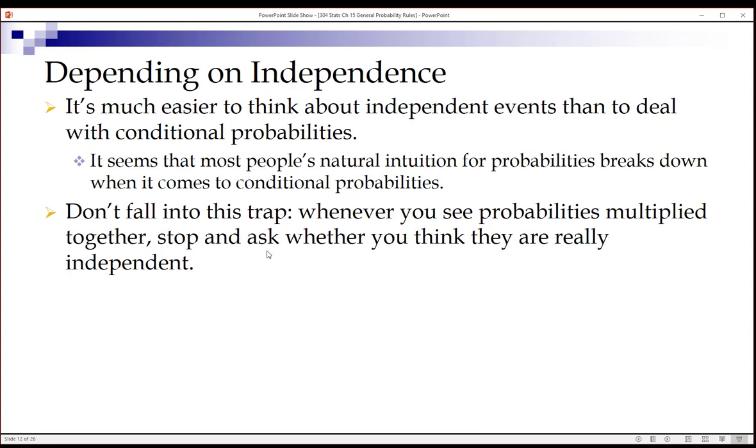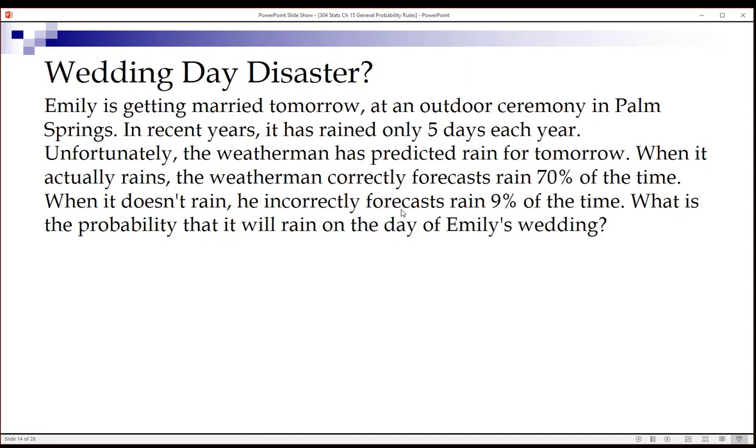It's much easier to think about independent events than to deal with conditional probabilities. It seems that most people's natural intuition for probability breaks down when it comes to conditional probabilities. So don't fall into this trap. When we see probabilities multiply, always ask yourself, are they independent? If they're not independent, then the probabilities may not be what you think they are.